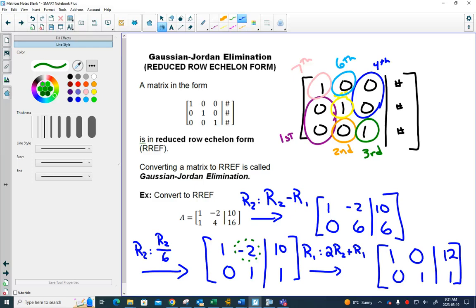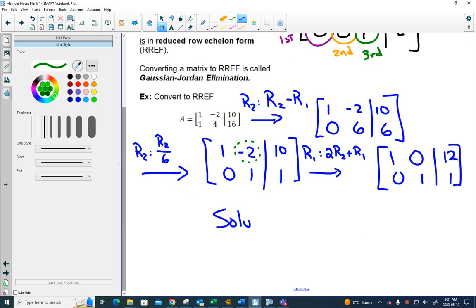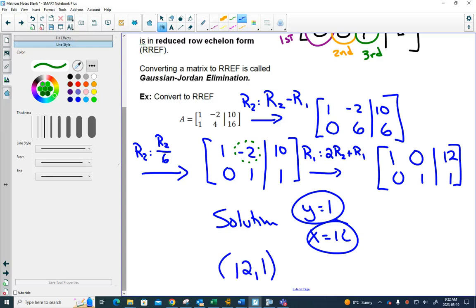Sometimes you still have to divide row 1 to get that 1. This time we got a 1 already. This is reduced row echelon form. Right? What's really nice about this? Y is equal to 1. X is equal to 12. You see the answers directly. Okay? And our solution is 12, 1. And this is the same one that we did earlier.